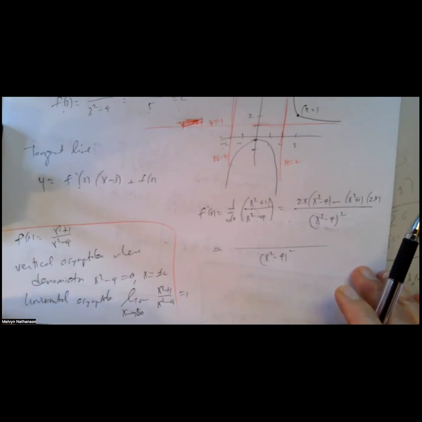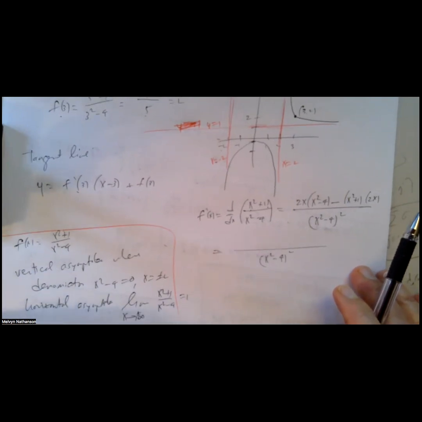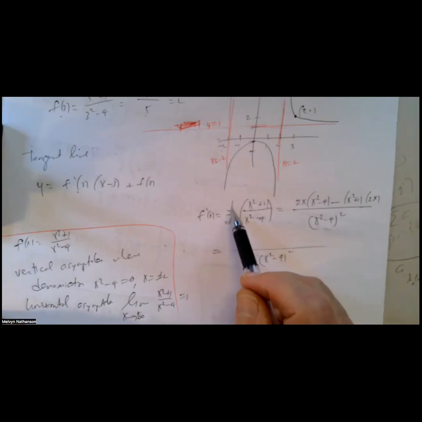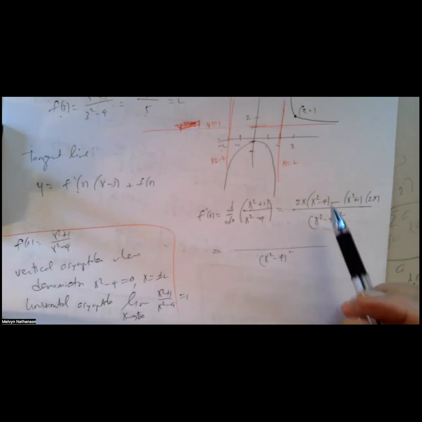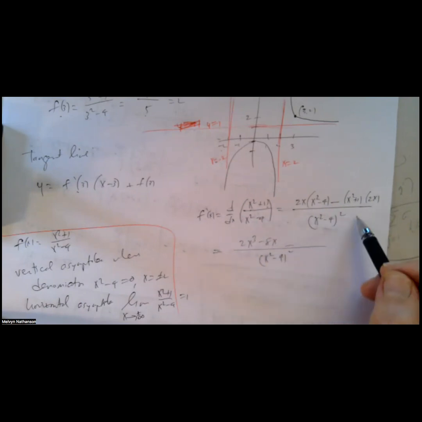Other questions about that? Anything that I need to explain more? All right. So I need to find the value of the derivative of the function when x is 3. This is my function, it's a quotient. I use the quotient rule to find the derivative. So the numerator is 2x cubed minus 8x minus 2x cubed minus 2x. So it looks like I get minus 12x over x squared minus 4 squared.